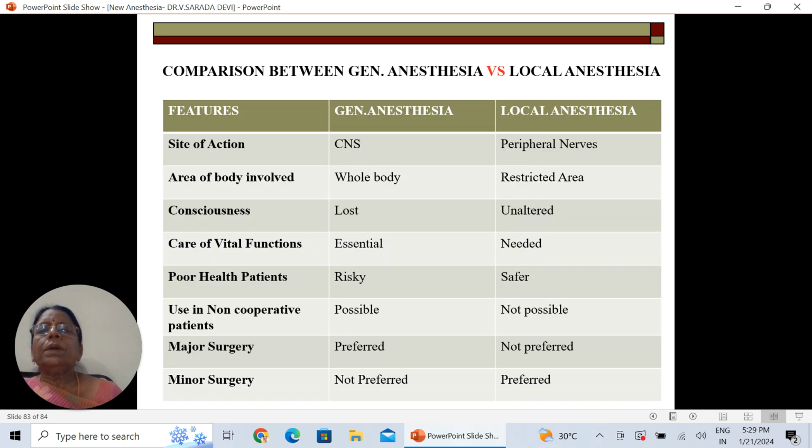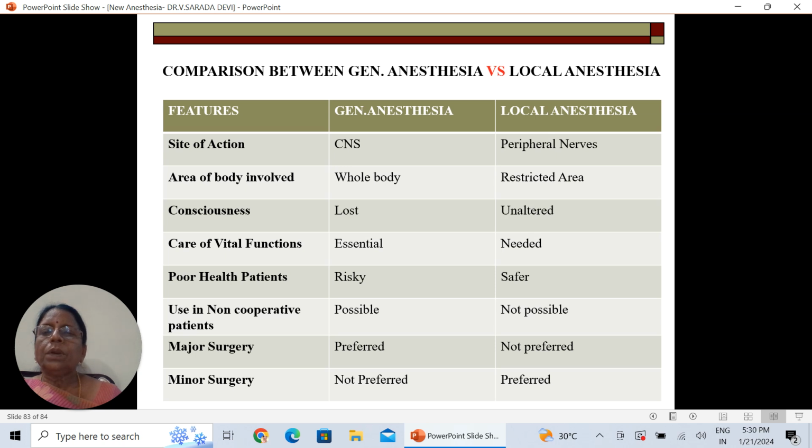So what is the comparison between general anesthesia versus local anesthesia? Site of action: in general anesthesia it is the central nervous system, whereas in local anesthesia it is the peripheral nerves. Area of the body involved is the whole body in general anesthesia, a restricted area in local anesthesia. Consciousness is lost in general anesthesia, it is unaltered in local anesthesia. Care of vital functions is essential in general anesthesia, also needed in local anesthesia. Poor health patients are risky in general anesthesia, it is safer in local anesthesia.